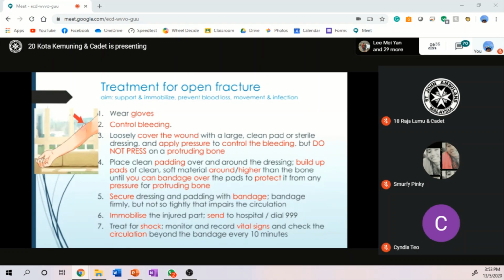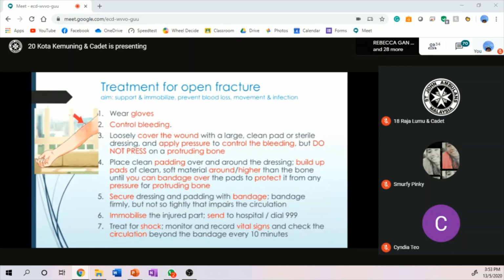And then number 6 is what you did for closed fractures. You need to immobilize the injured parts, and of course call an ambulance and send the casualty to hospital. If there is shock, you need to treat the shock. Shock is the lack of blood. You need to make sure the casualty is comfortable and keep the casualty warm.